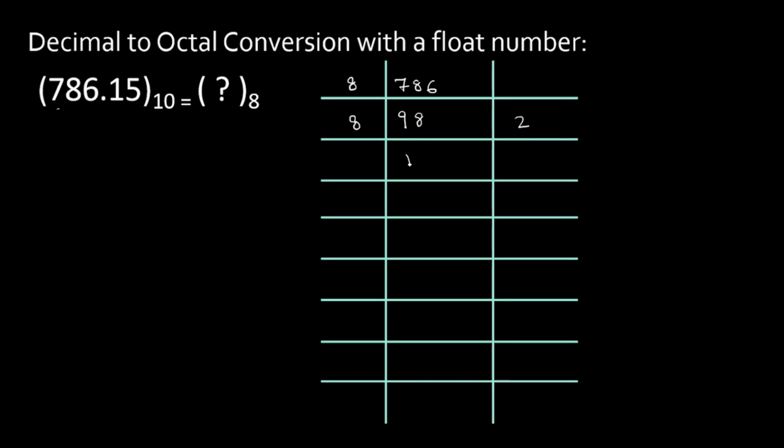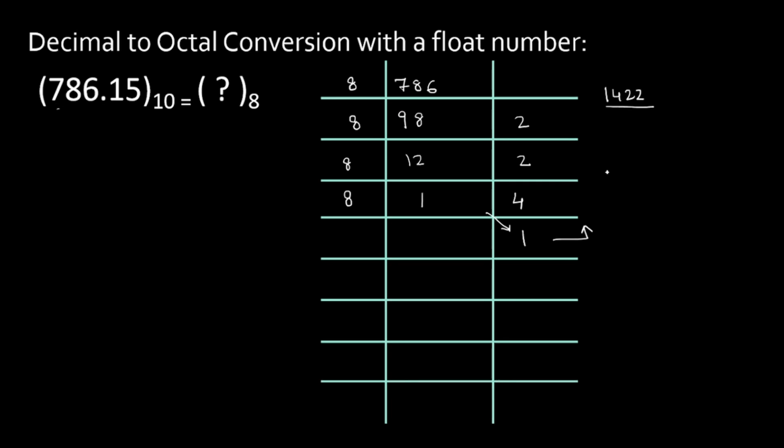So 8 1s are 8 and 8 2s are 16 and the remainder is 2. Now again this 12 will be divided by 8. So 8 1s are 8 and the remainder is 4. And now this 1 cannot be further divided by 8 because it is less than 8. So we will write 1 over here. And moving from bottom to top, we will get 1422 as the octal representation of 786.